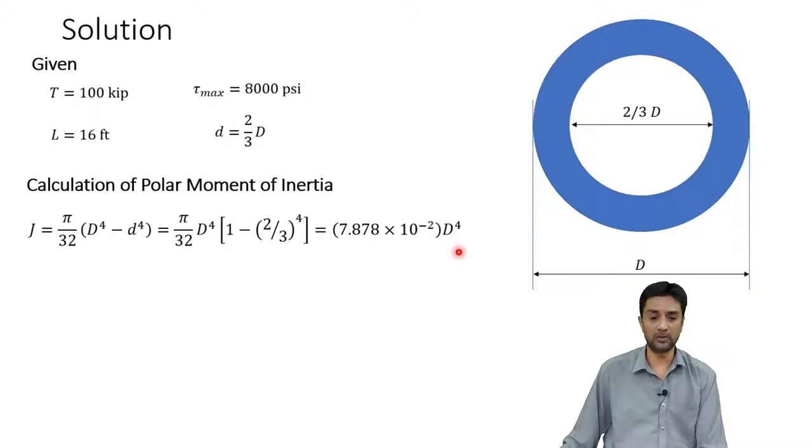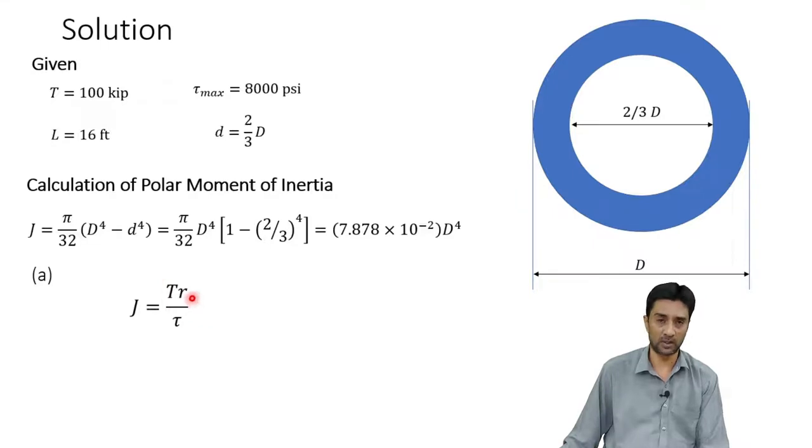We do not know the diameter, so we have calculated the polar moment of inertia in terms of the diameter. Next, we have been given the maximum shearing stress, 8000 psi. We will see whether this is helpful. Putting the shearing stress formula in this format, J is equal to TR upon tau, we put the values of torque, which is 100 kPa, the radius, which is half of the diameter, and the maximum shearing stress of 8000 psi. By this we will get the diameter.